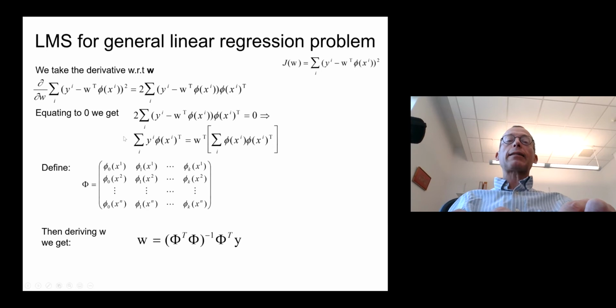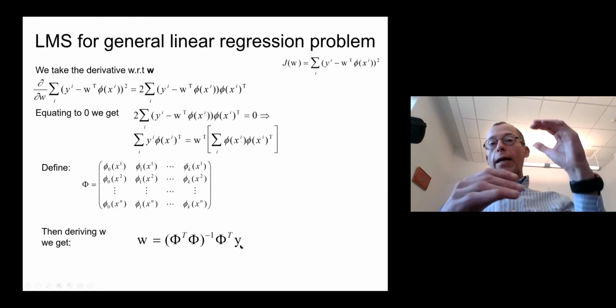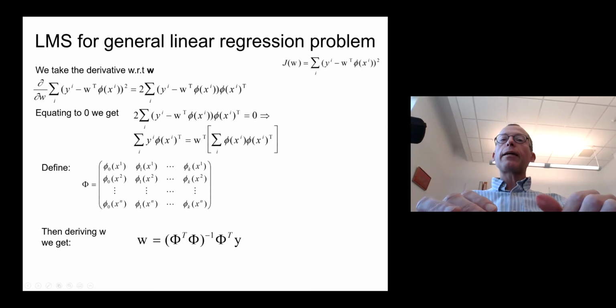When you multiply this and sum over i, you get the summation over all of the individual multiplications, which is this function here: Phi transpose Phi inverse, Phi transpose times y. And y again is a vector, so it is the vector of the samples. And w again is the input.